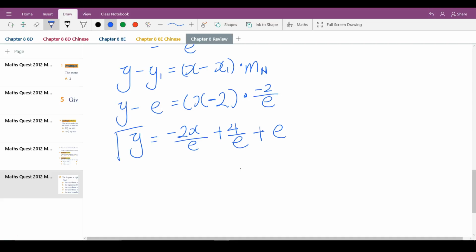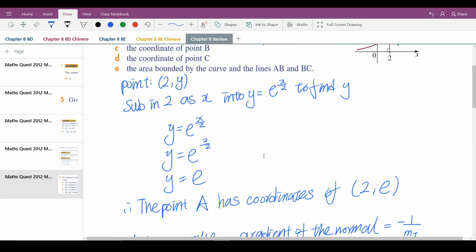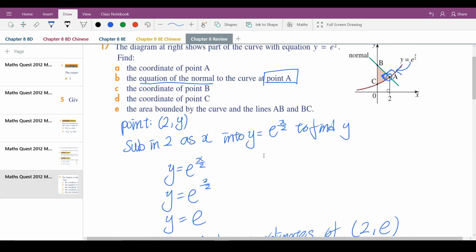A lot of different schools have different format requirements, but if you can express the equation of the normal as y equals something, that's good enough. So that's our function: y equals negative 2x over e plus 4 over e plus e. I'll just leave it like this. So that's question B, the equation of the normal to the curve at point A.